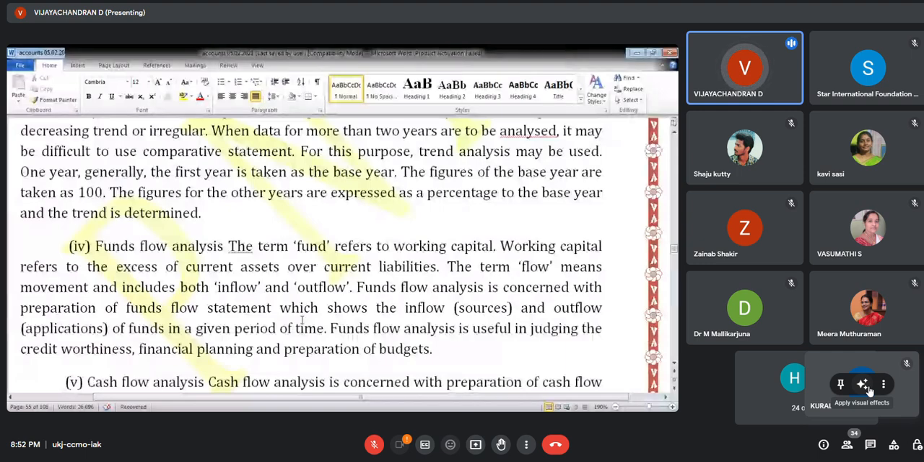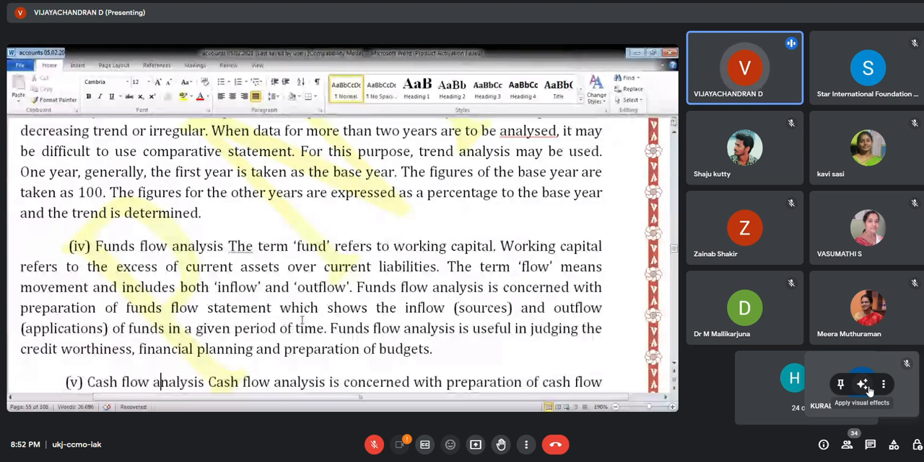If there is an increase in stock, okay, I will tell the clue. If there is an increase in current assets, there is an increase in working capital. If there is an increase in current liability, there is a decrease in working capital.